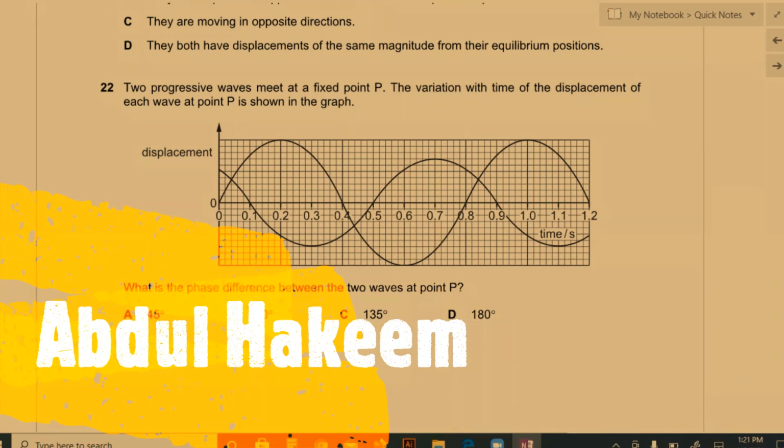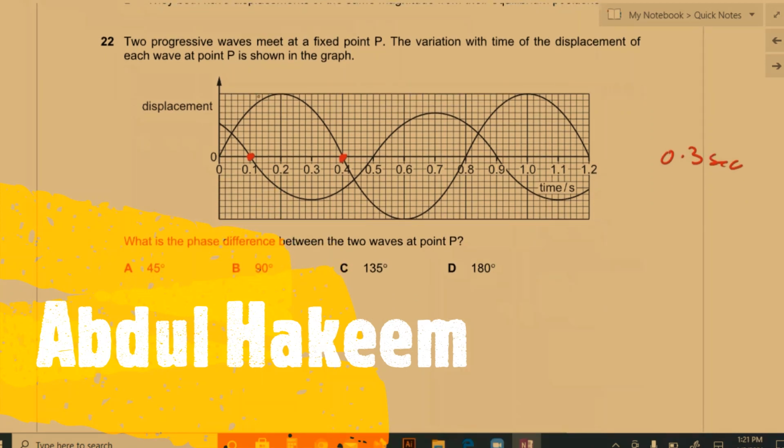Next is 22. The question is, two progressive waves meet at a fixed point P. The variation with time t of the displacement of each wave at the point P is shown in the figure. What is the phase difference? Okay, select any two similar points. Look, this point on this wave and the similar point on the second wave is this. So these two similar points of the two waves are at a gap of 0.1, 0.2, 0.3 seconds. Now one wave is completed in 0.8 second.